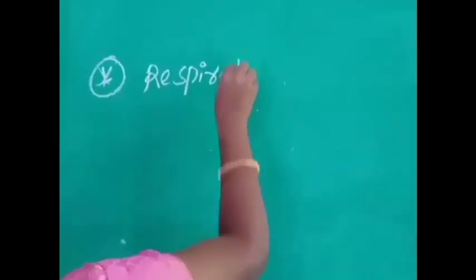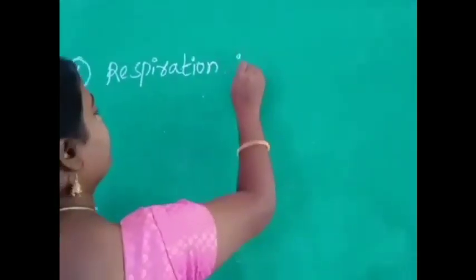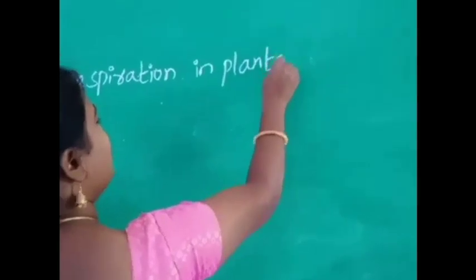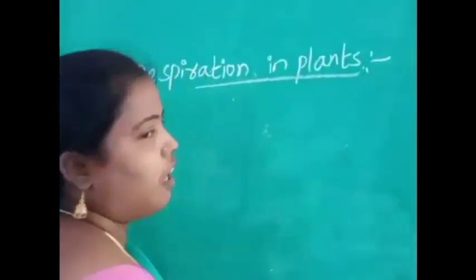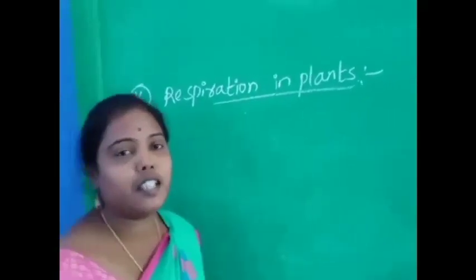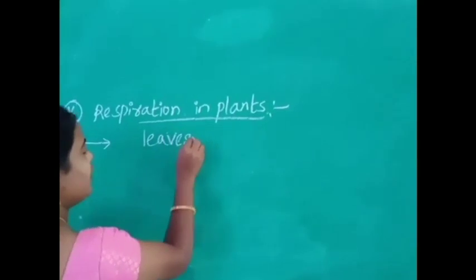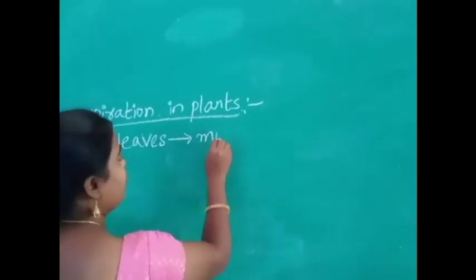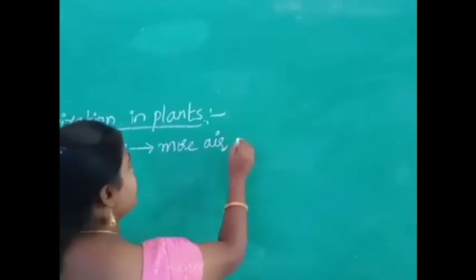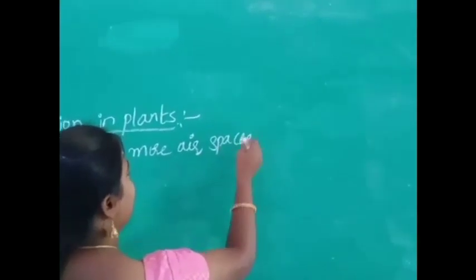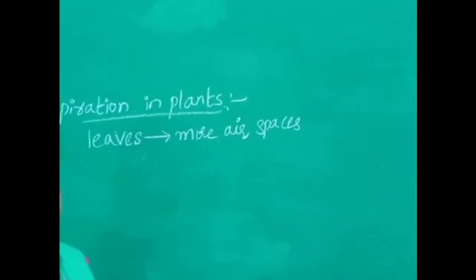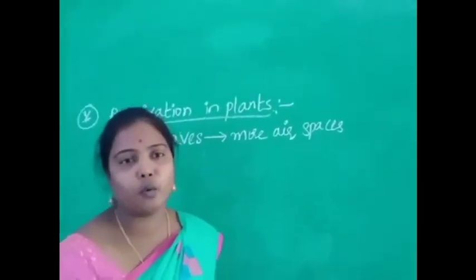The first topic is respiration in plants. Children, how does the respiration process take place in the plants? Plants contain leaves. The leaves contain more air spaces when compared to other body parts like stem, branches and roots.